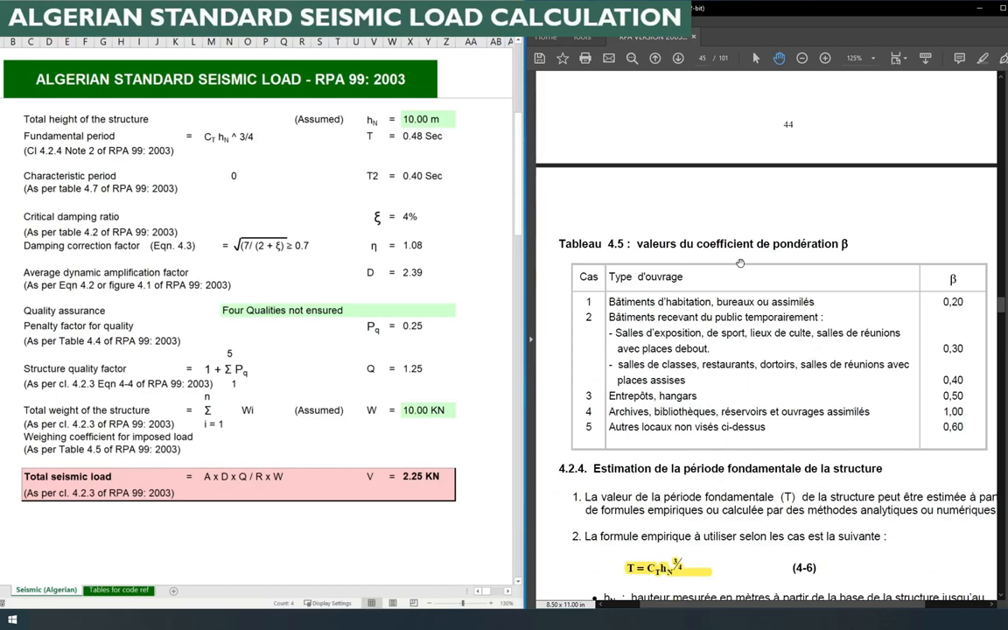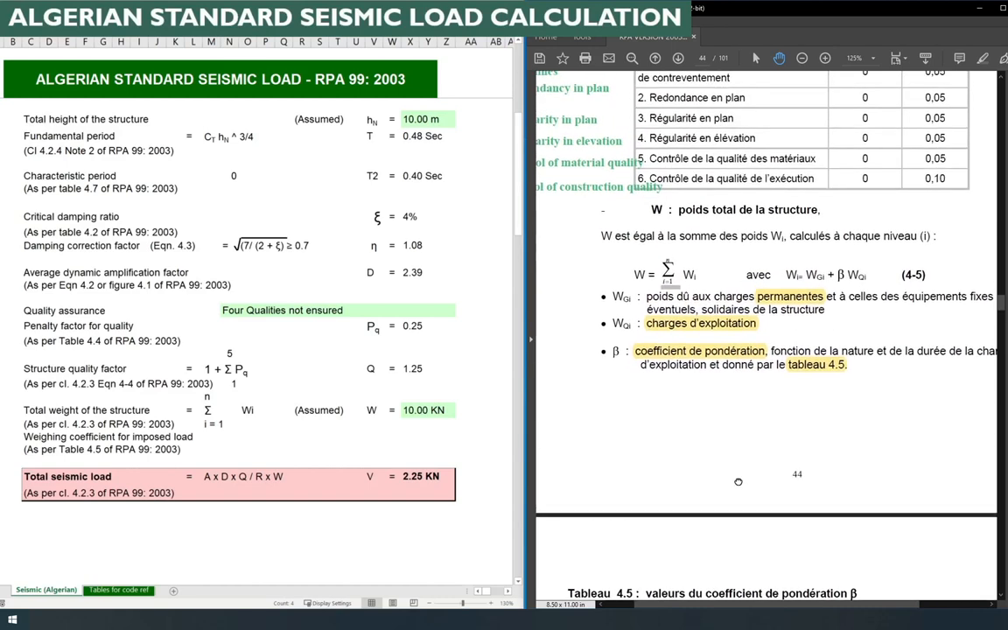Using this formula, we need to calculate the total weight of the structure. Right now I am not demonstrating with any physical model or building model, so I don't know the value of the total weight of the structure. Hence I am assuming, for our demonstration purposes, 10 kilonewton.